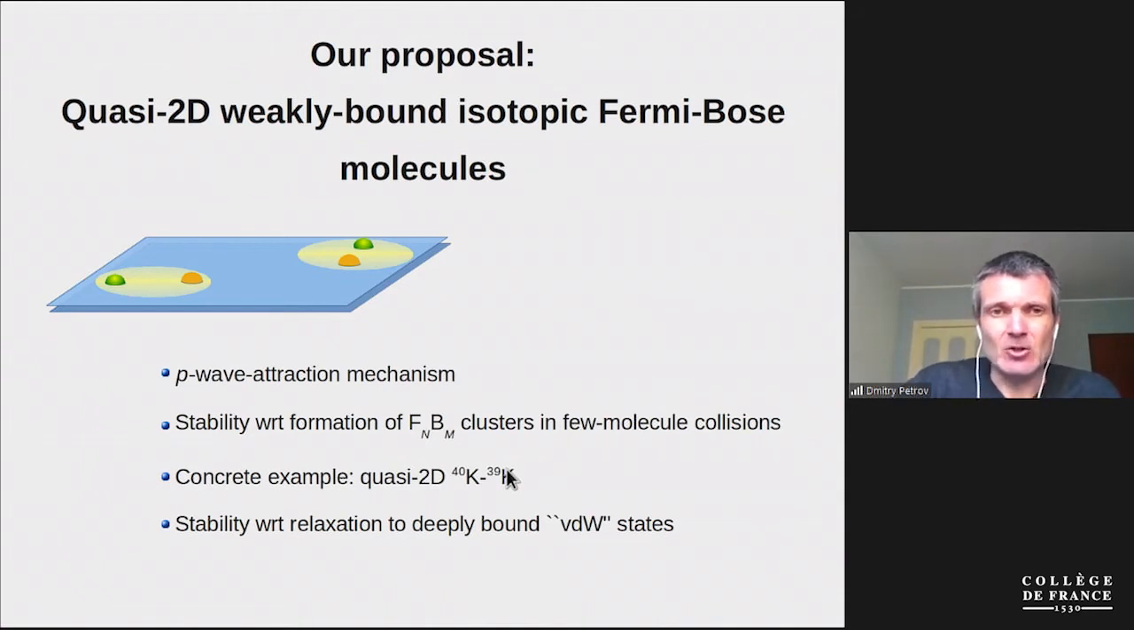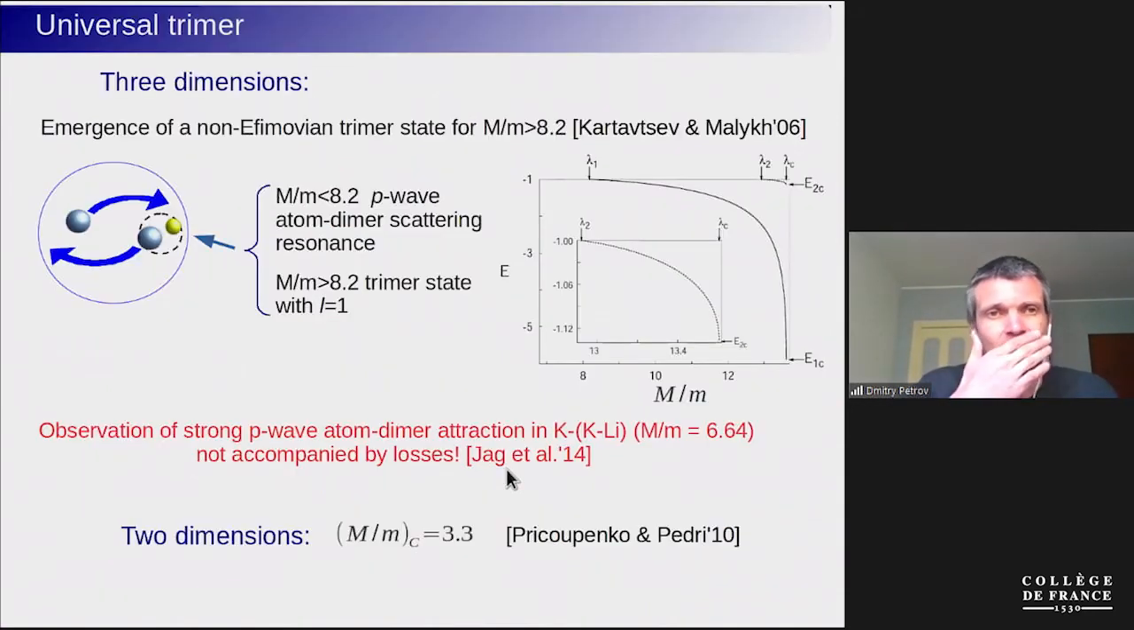Okay, so this p-wave attraction mechanism. The story starts with the so-called universal trimer described by Kartavtsev and Malykh. It happens in a system of heavy identical fermions and a light atom. Assuming that the light atom is bound to a heavy atom in the S-wave manner, so it forms an S-wave bound state at some large scattering length with a heavy one, it turns out that in this system, when the mass ratio is larger than 8.2, you have a bound state with L equals 1.